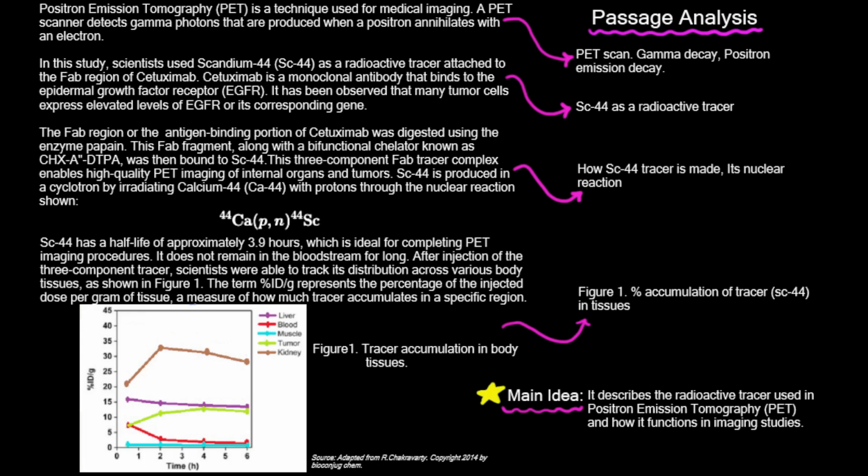Just read the caption to understand what the figure is showing. If a question asks about the figure, you can return to it and then analyze it in more detail at that point. The main idea of the passage is that it describes the radioactive tracer used in positron emission tomography and how it functions in imaging studies. Let's move on to question number 1.